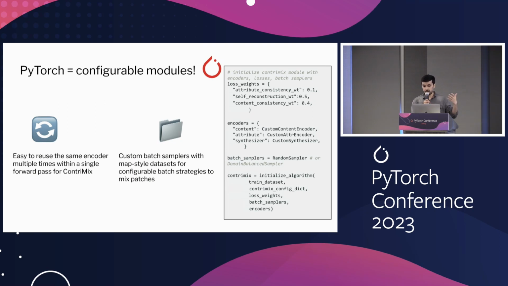We can also generate attribute tensors from a new dataset using an already trained ContriMix encoder, which makes it super easy to scale across new datasets from different hospitals, for example.